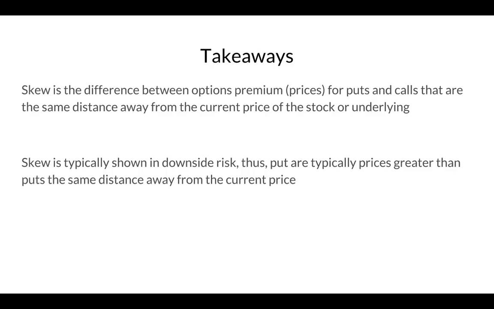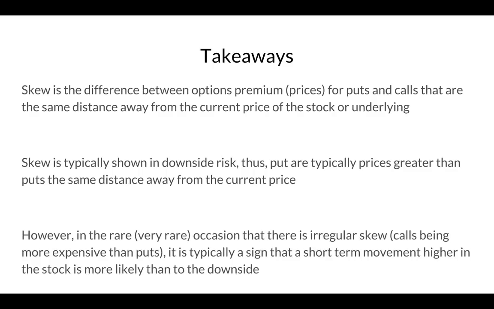That totally makes sense. So if we compare puts and calls that are the same distance away from the current price of the stock, it makes total sense that the puts will be priced a little bit greater than those calls because, again, the majority of the time, as you guys saw, about 98% of the time, the risk is to the downside. But when the risk is to the upside, when calls are priced greater than puts that are the same distance away from the current price of the stock, right? That rare occasion, that 1 or 2% of the time that happens, we call that irregular skew.